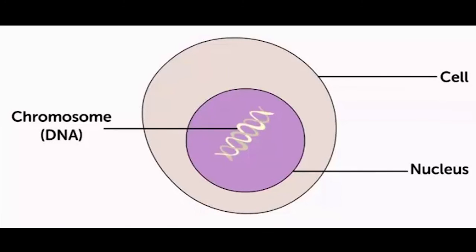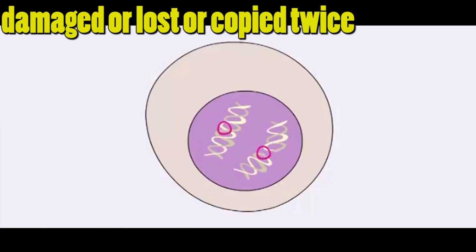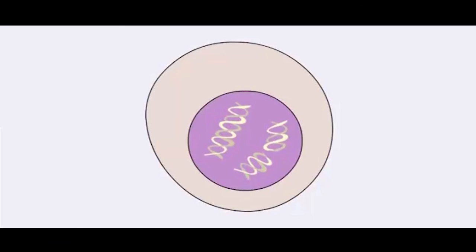Sometimes a change happens in the genes when the cell divides. This is called a mutation. It means that genes have been damaged or lost or copied twice. Mutation can happen by chance when the cell is dividing. Some mutations mean the cell is no longer understanding its instructions and starts to grow out of control.